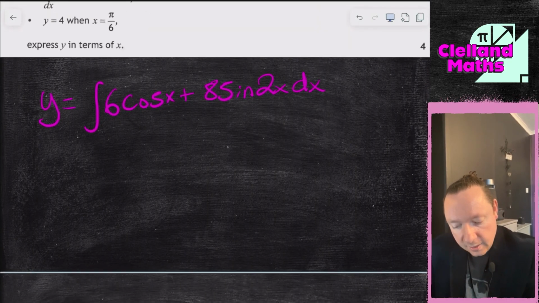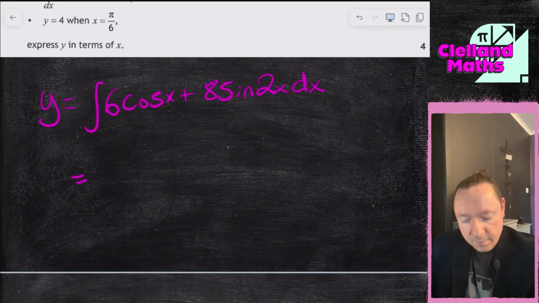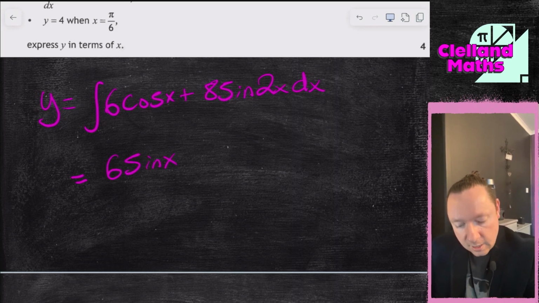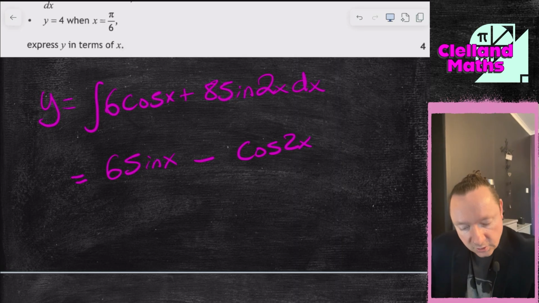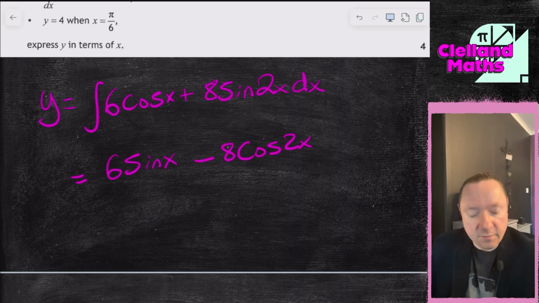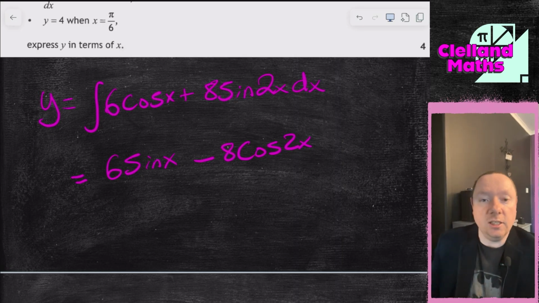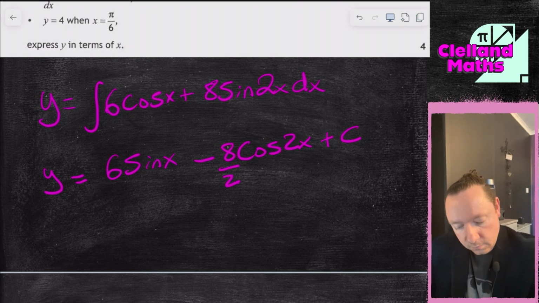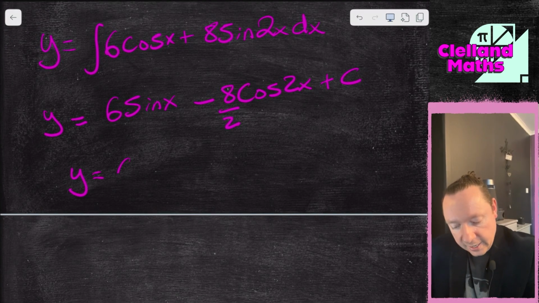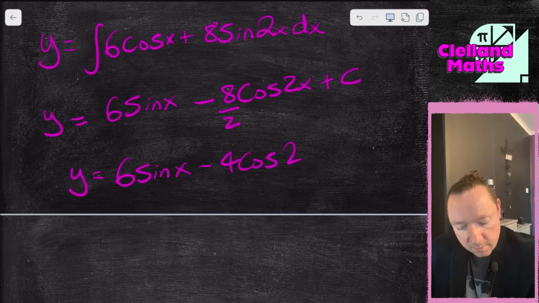Now we can integrate that by looking at the start of the exam paper. Cos goes to sine, so that's 6 sine x. Sine goes to minus cos, so that's minus cos 2x. And I've still got the 8, but then you divide by the bit differentiated, 2x becomes 2. So it's over 2 here, because of the chain rule. But you've still got plus c as well. y is 6 sine x minus 4 cos 2x plus c.